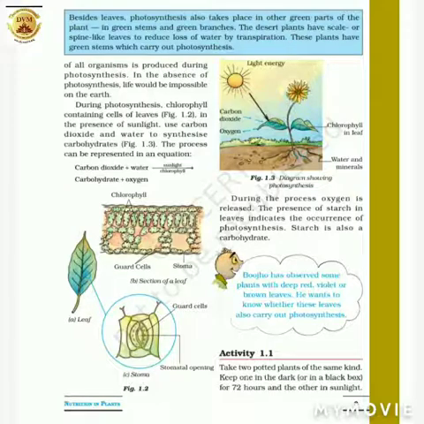During the photosynthesis process, chlorophyll-containing cells of leaves, in the presence of sunlight, use carbon dioxide and water to synthesize carbohydrates. The process can be represented in an equation. Carbon dioxide plus water, in the presence of sunlight and chlorophyll, produces carbohydrate and oxygen. Now you see they have also shown the diagram. In that diagram they have shown the chlorophyll, the green pigment present in the leaf cells, and you will see the stomata which is surrounded by the guard cells.